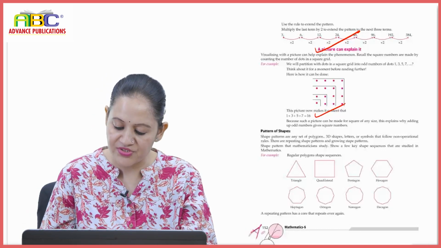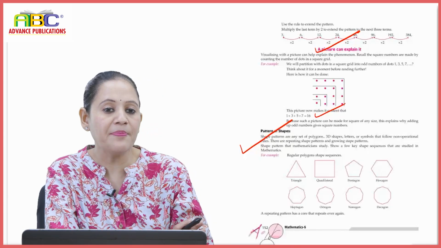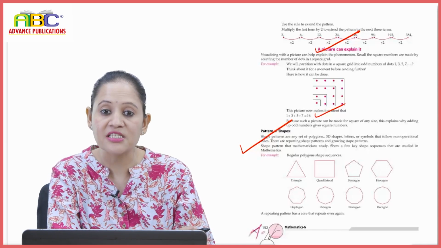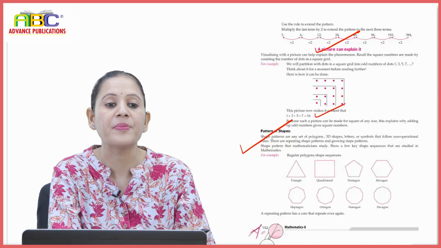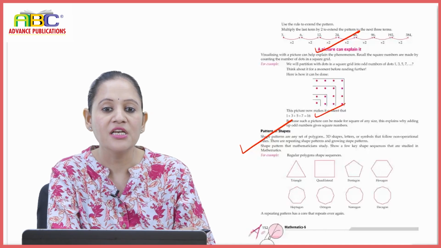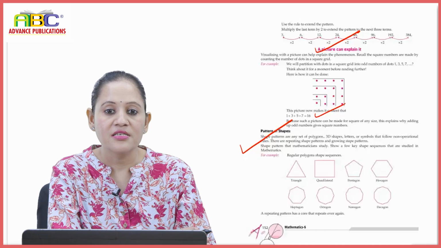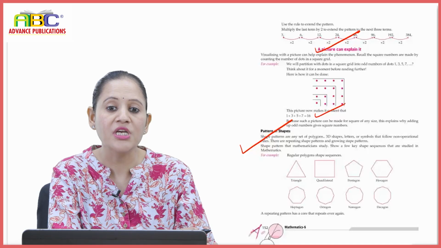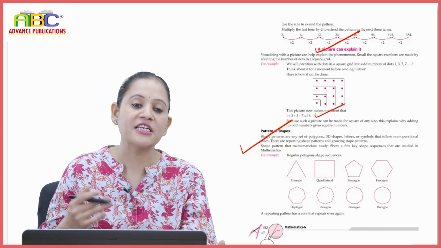Next is pattern of shapes. Shape patterns are any set of polygons, 3D shapes, letters, or symbols that follow non-numerical rules. They are repeating patterns and growing patterns. Shape patterns that mathematicians study show a few key shape sequences that are studied in mathematics.